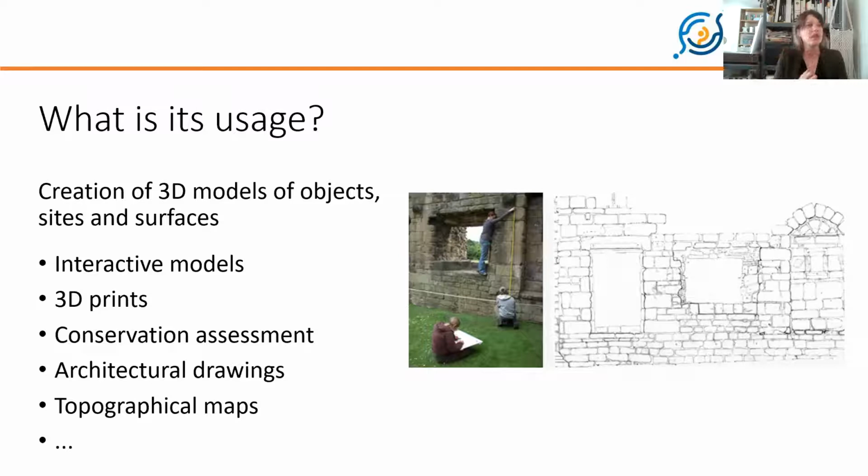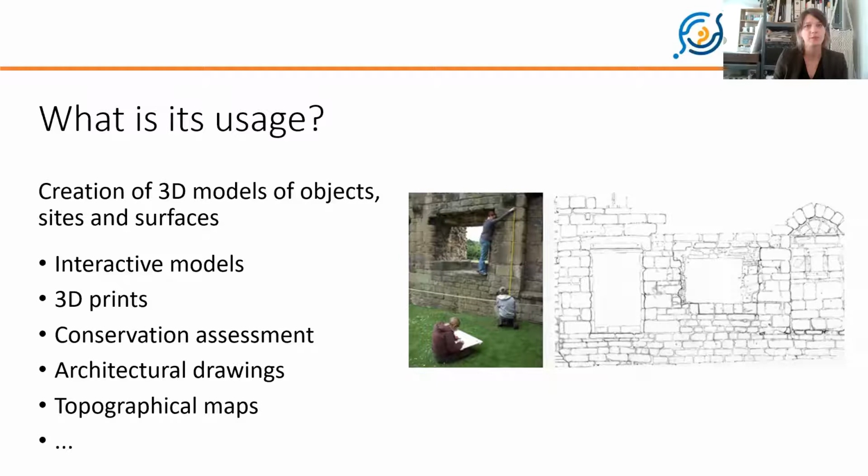Architectural drawings. So my background is actually in archaeology, and these kind of drawings you do a lot as an archaeology student and as an archaeologist. And they usually take a very long time, as you can see here in the photograph. You've got someone drawing, two people measuring, and there's room for human error, obviously. Whereas with photogrammetry, a lot of this can be automated. And if you're working to a really good methodology, you get very, very accurate results. And another thing to do is topographical maps. So there's quite a lot of things that we can do with photogrammetry.